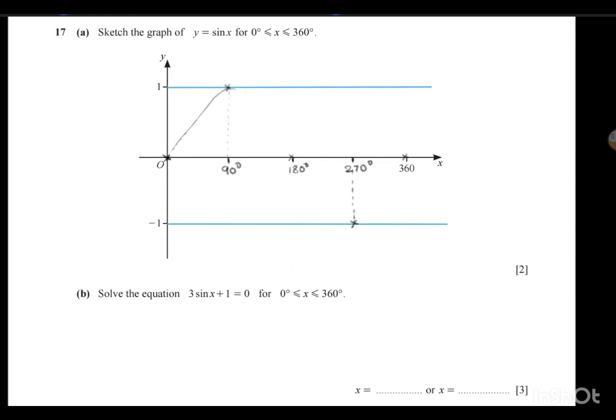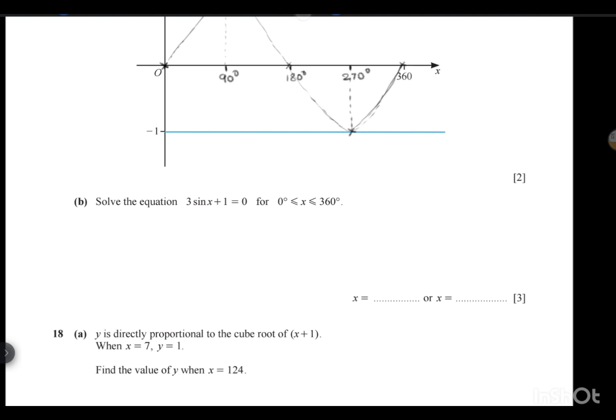like this. Like this. Finished. This is the curve. Sketching the graph is done.